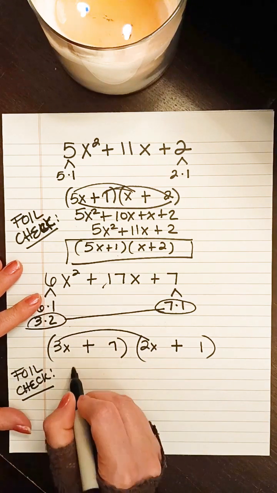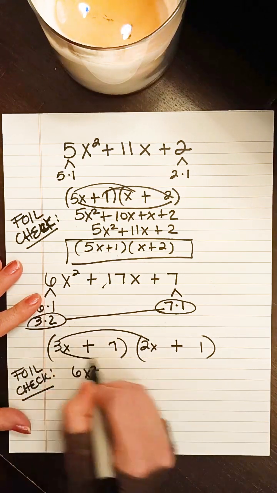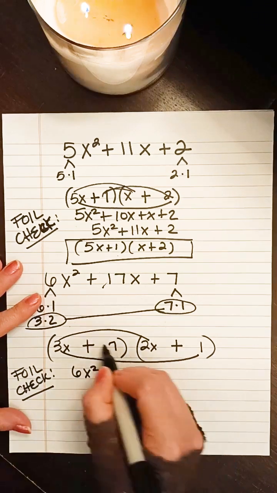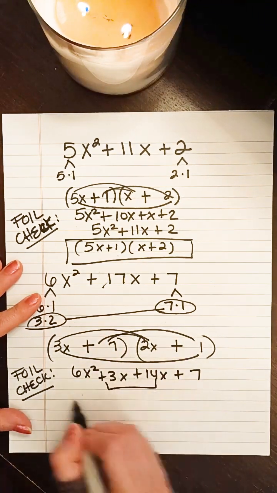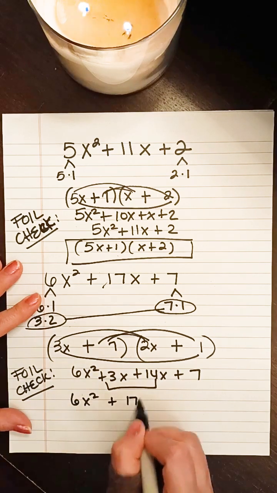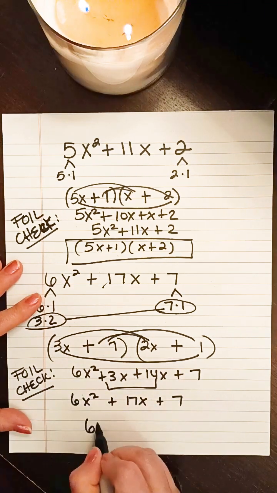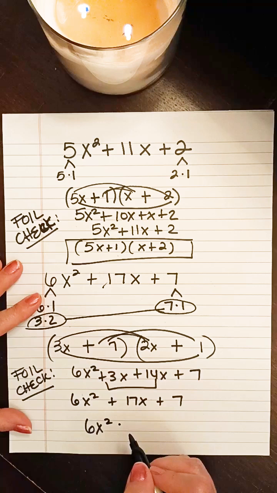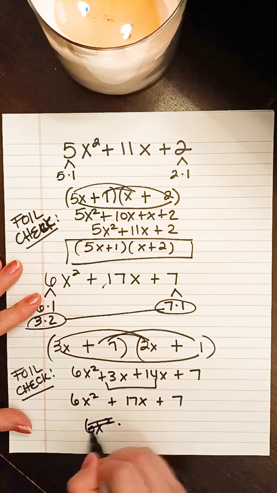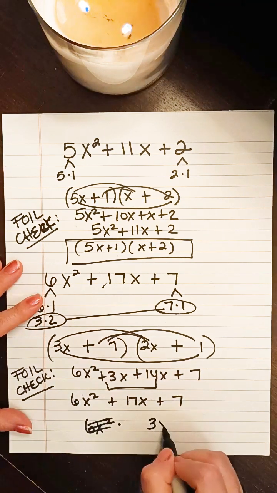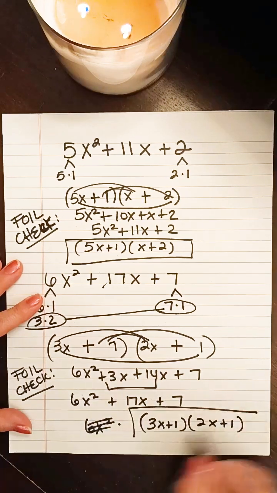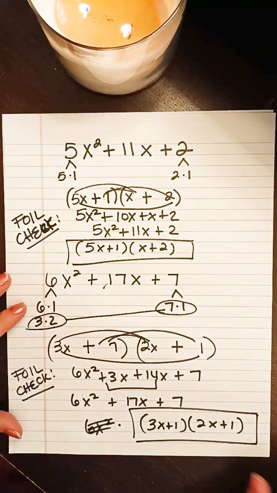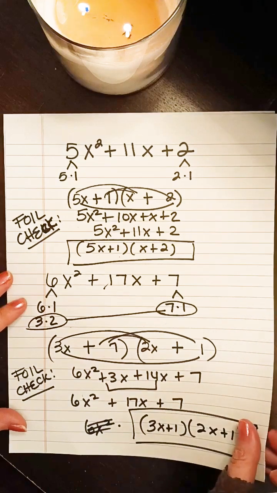So first, and then outside, inside, and last. So we get 6x squared plus 17x plus 7. And so we get 3x plus 1 times 2x plus 1 as our factors. And that's it.